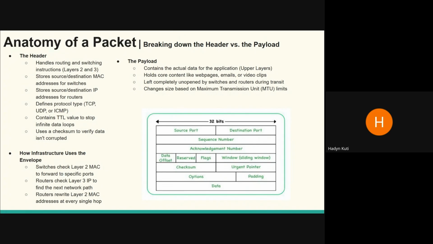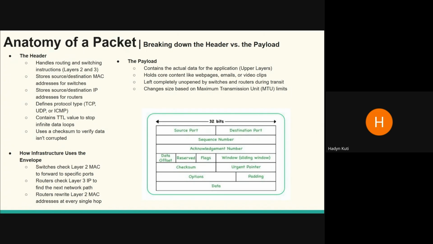The payload operates at the upper layers and contains the actual data for the application. This is the interior content of the envelope, meaning it is the actual message or asset you're trying to move across the network. It holds the core content, such as web page pieces, email snippets, or video fragments. It's the raw cargo, like the actual text of your message or the piece of an image file that your browser is waiting to display.